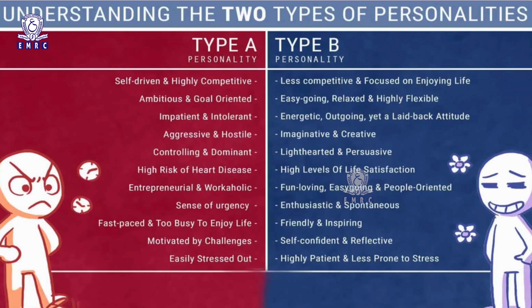Because of being easily stressed out, type A personality is associated with more stressful diseases and also, as mentioned earlier, they have high risk of heart diseases. Whereas type B is a more relaxing personality, people who are highly patient, and these people are also less prone to stress. So, basically this theory concerns how people respond to stress.